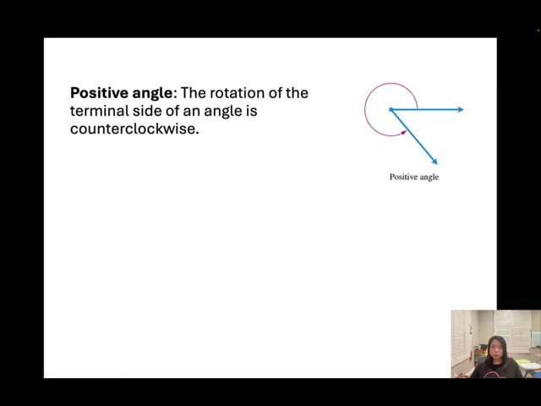Positive angle: the rotation of the terminal side of an angle is counterclockwise. So the angle starts at this side, so this is my initial side, and then we're going to stop at this side, so this is my terminal side. And you could see the direction of the angle is counterclockwise. So this is the positive angle.